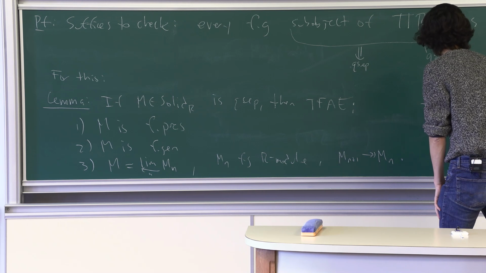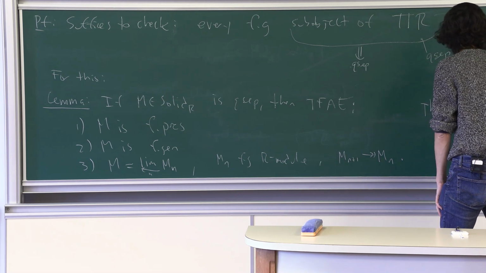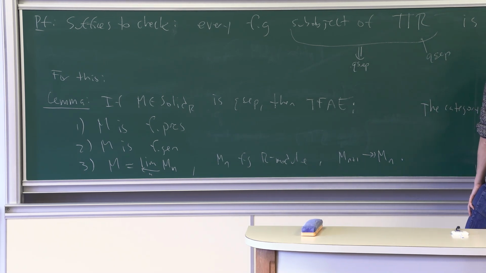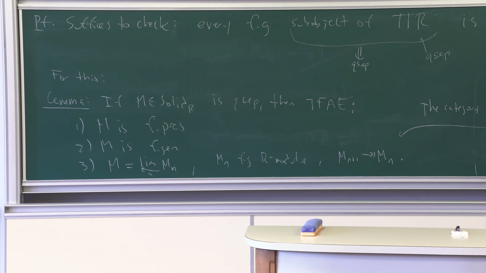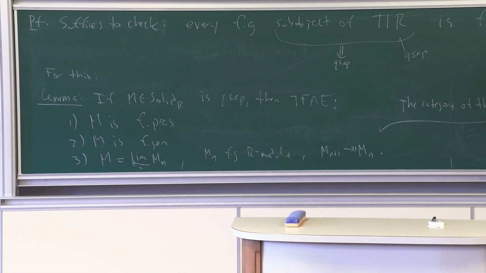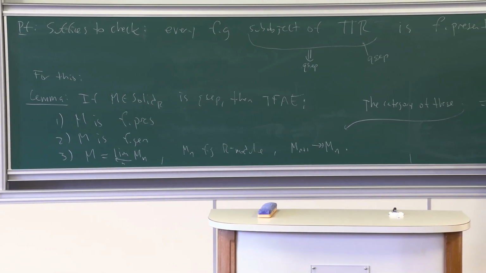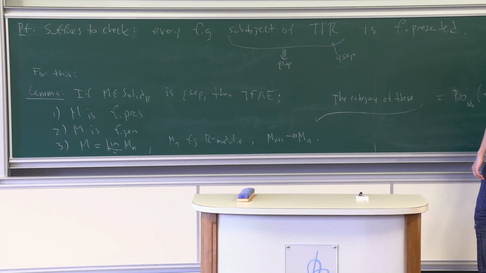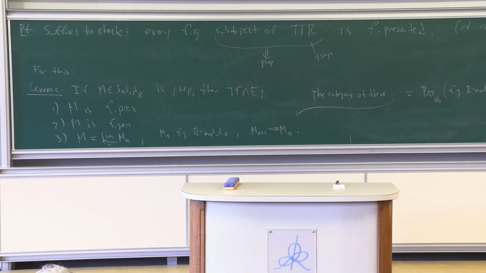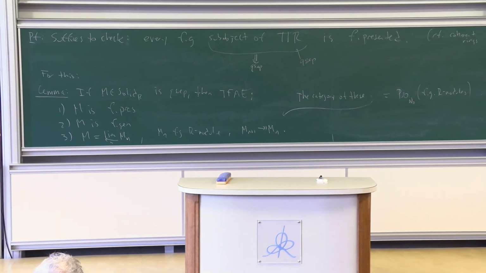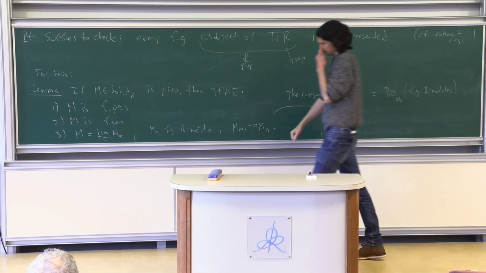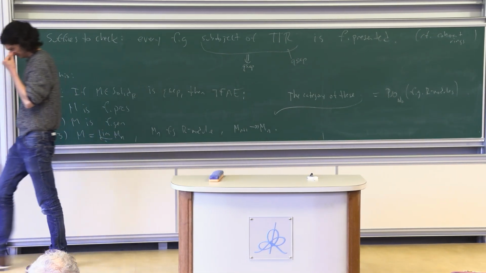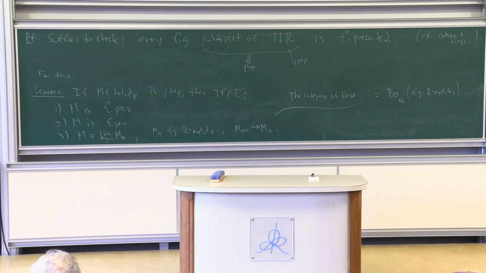And the category of these is just the countable pro-category of the category of finitely generated R modules. So the maps between such inverse limits are just the maps of pro-objects, pro-objects with surjective transition maps.